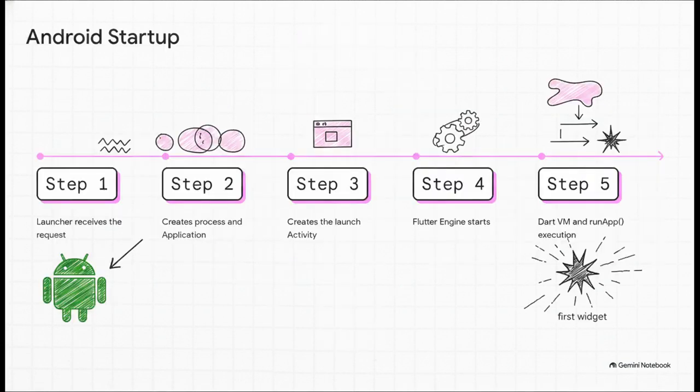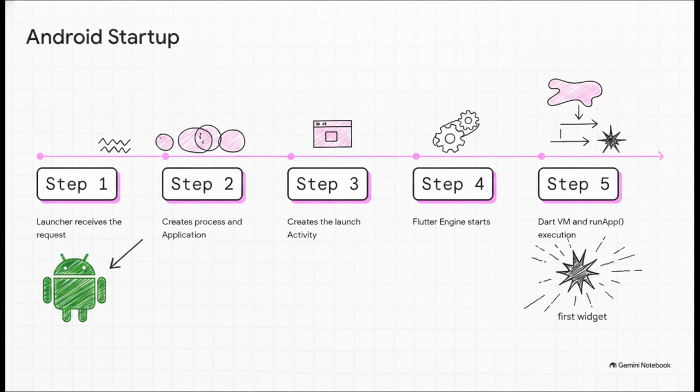You tap the icon, and the Android launcher catches that request. The OS quickly checks, hey, is this app already running? If not, it spins up a new process and an application object. Then it creates a launch activity, which is basically the core screen container for Android.